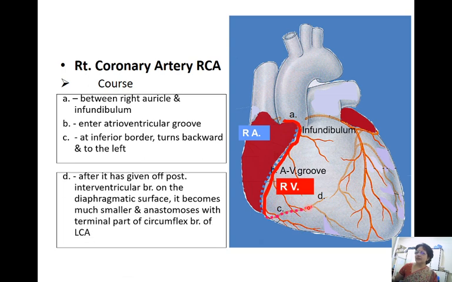There it will give off a posterior interventricular branch and become very small. This little bit here, the terminal branch, will anastomose with a branch of the left coronary. This is the main story of the right coronary.